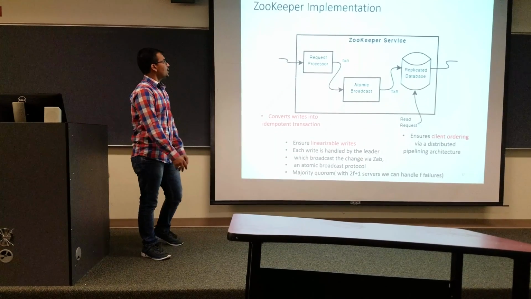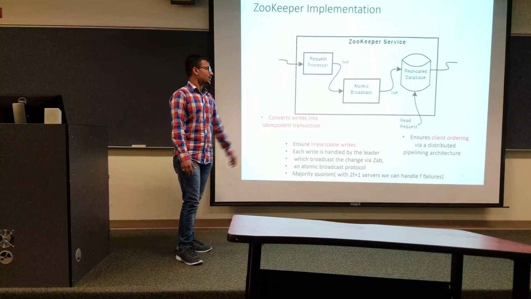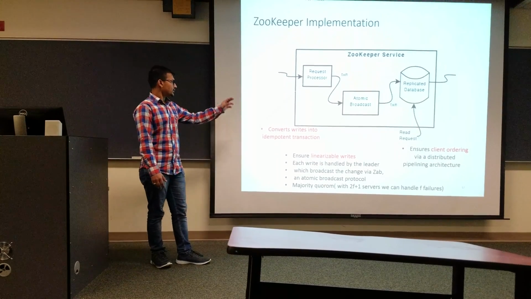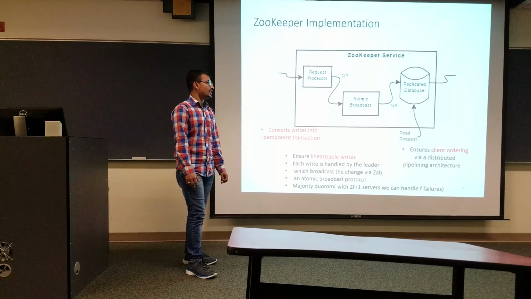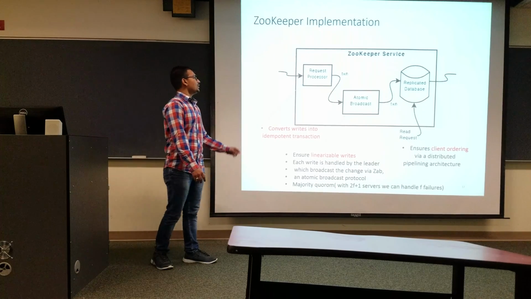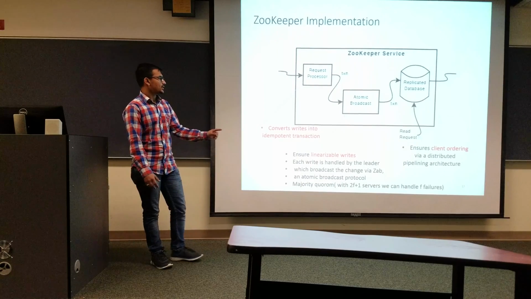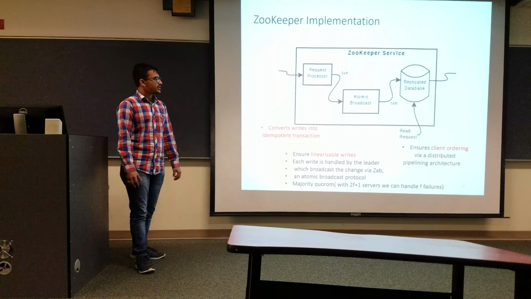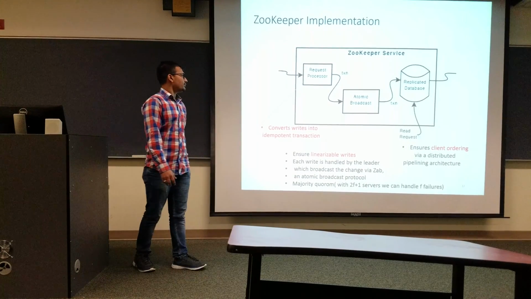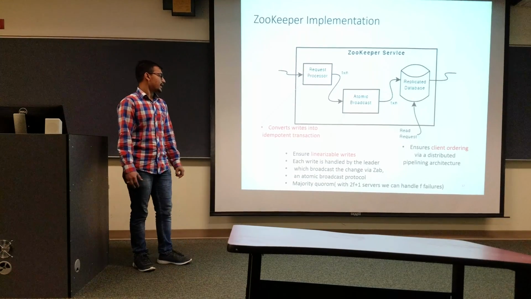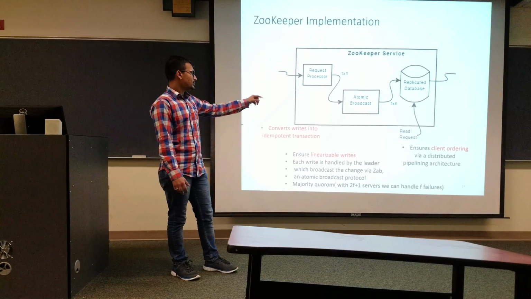Now we see about the Zookeeper implementation. This is the Zookeeper service diagram. Here three components are shown: a request processor, atomic broadcast, and the replicated database. The request processor sends the transaction to the atomic broadcast, and atomic broadcast sends the transaction to the replicated database. The request processor converts the request into an idempotent transaction for the atomic broadcast.